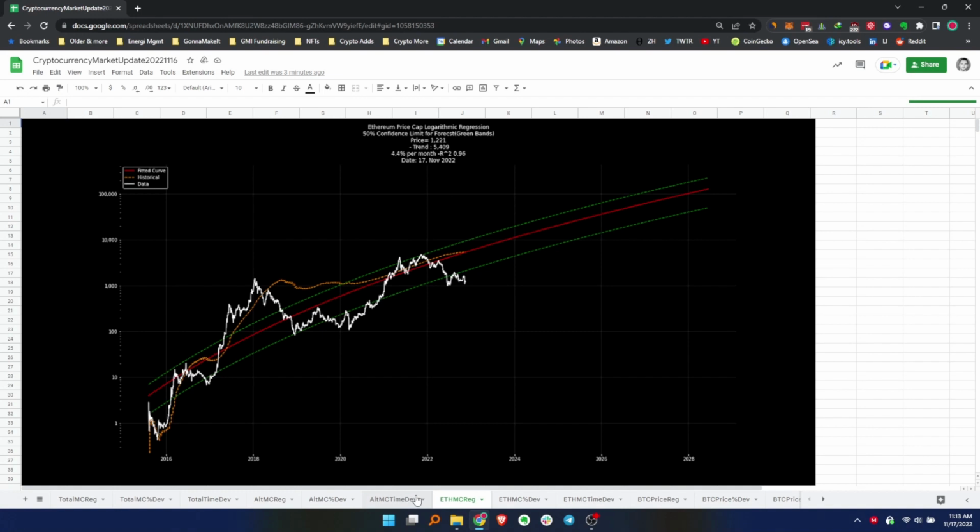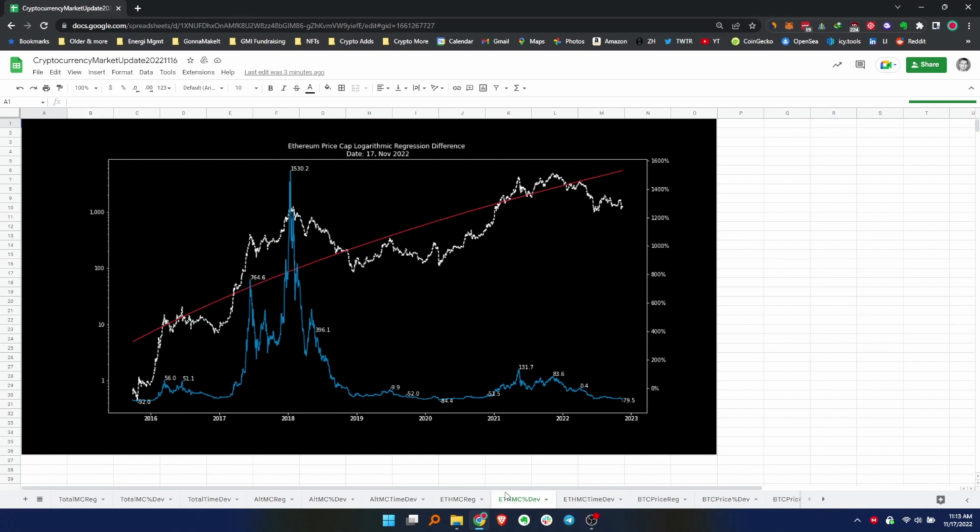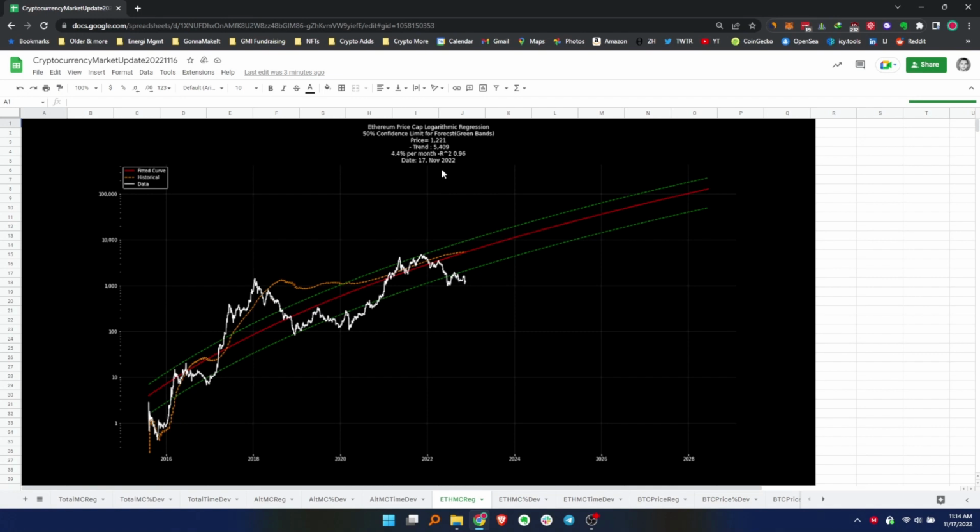Let's move on to Ethereum here. Look at Ethereum. Quite undervalued. This one, the percent deviation, is massive. Look at this. We are 79% undervalued here. That's crazy. Again, very similar to those lows in the COVID crash in March 2020. Ethereum is very undervalued. In fact, Ethereum is one of the ones that really stands out to me.